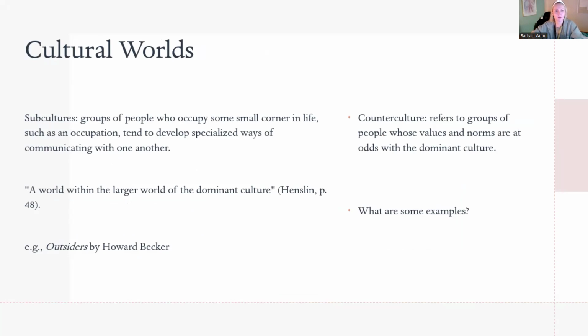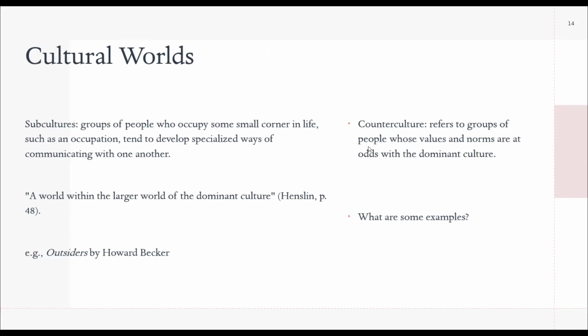So, there are different parts of cultural worlds here. You have the main culture, which I wonder if I could bring up different tools here. Maybe not. I want to draw it out for you. That's what I want to do.